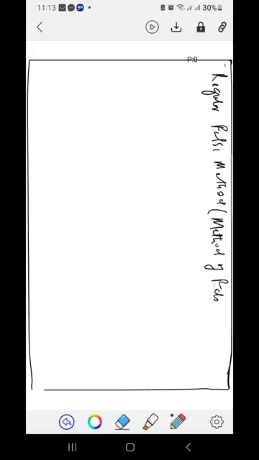So this morning we are looking at our second iteration method, which is the regular Falsi method. Another way of referring to it is the method of false position.